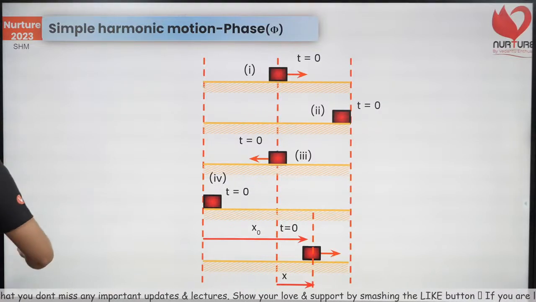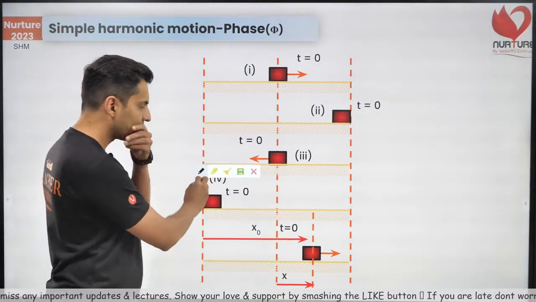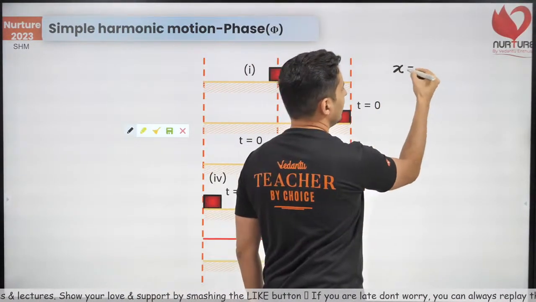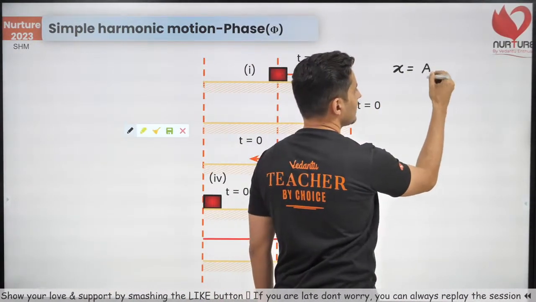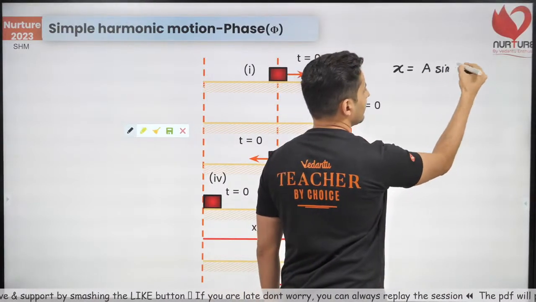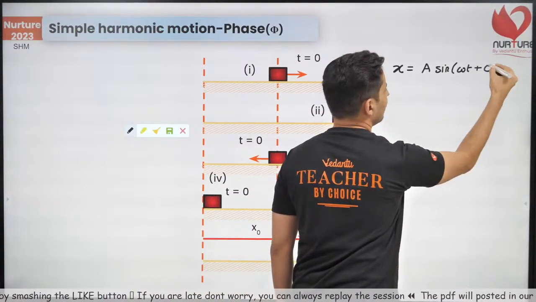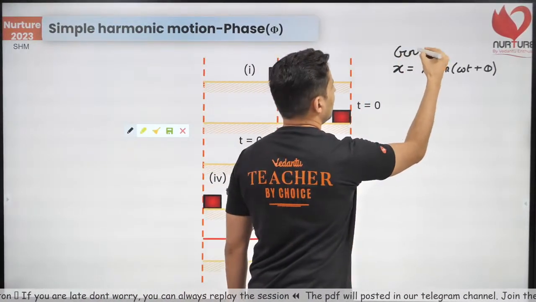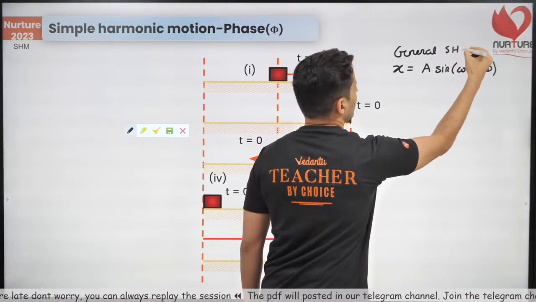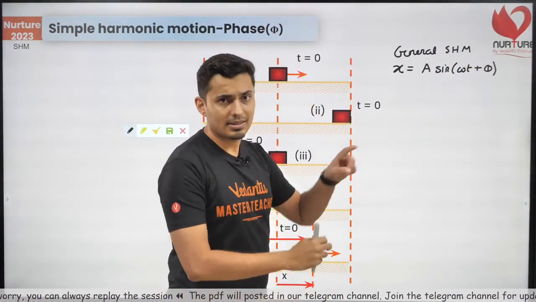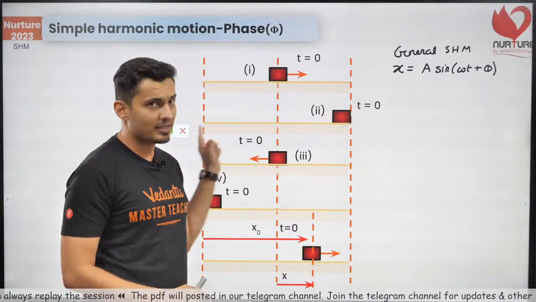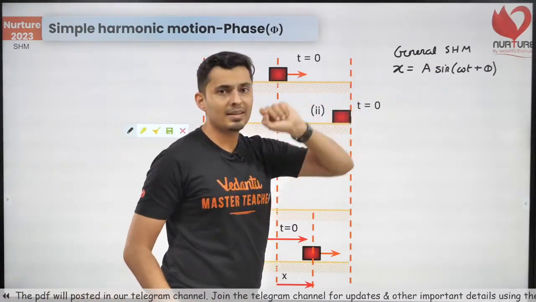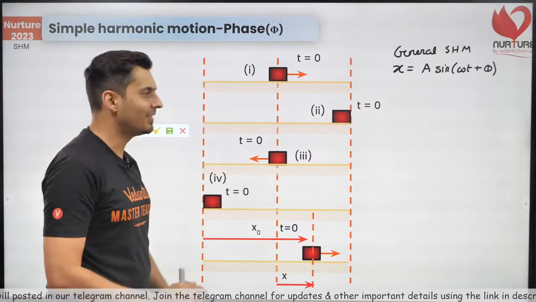The only term which is remaining, that is phi. Let's talk about it. Imagine I tell you, x is equal to something like A sine omega t plus phi. This is your generic equation. This is your general SHM equation. We just saw what A does. A decides the amplitude or the extent. Omega decides how quickly it is covering that. The only thing remaining is phi. I'll tell you what this phi does.